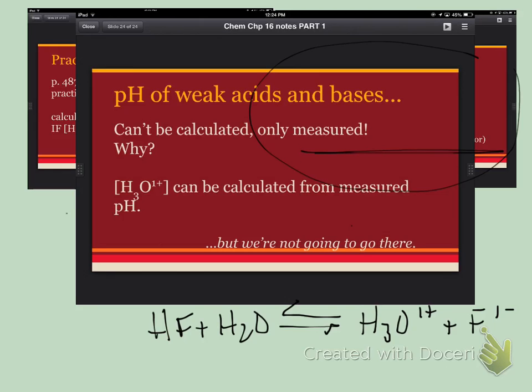We can measure the pH and we can back figure to see how much of it is ionized in a moment, but we're not going to do that. So we're not really going to focus on that, but you should be aware that that can be done.